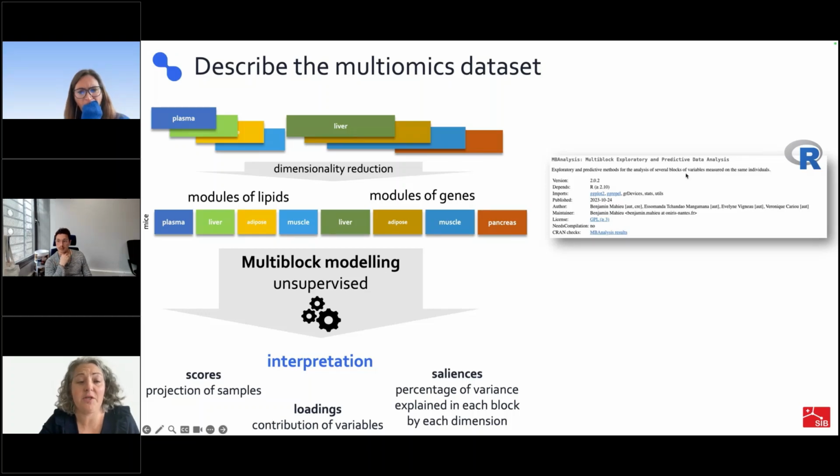And for interpretation, it's like for PCA, you will have scores, which are the projection of samples, the loadings, which are the contribution of the variables to the model. And here, a new thing that is specific to multi-block modeling, which are the saliences, which is the percentage of variance explained in each block by each dimension.